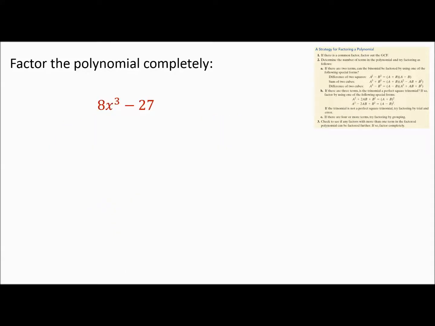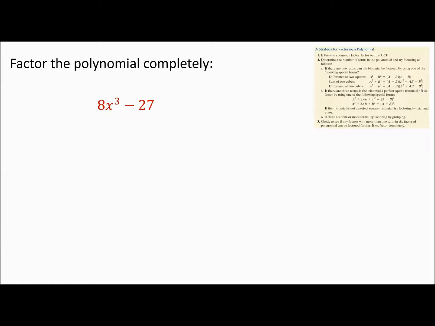Okay, first thing, let's be good about this. Is there a greatest common factor? Is there something that factors into both 8 and 27? Is there a number that divides into each of those? And there's not. Factors of 8 are 2 and 4 and 8, and the factors of 27 are 3 and 9, so they don't have any common factors.